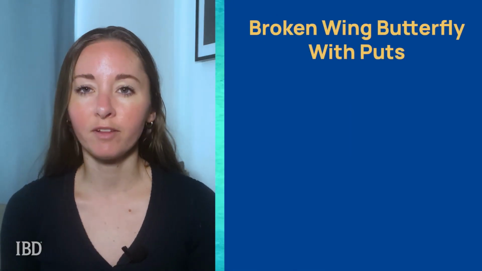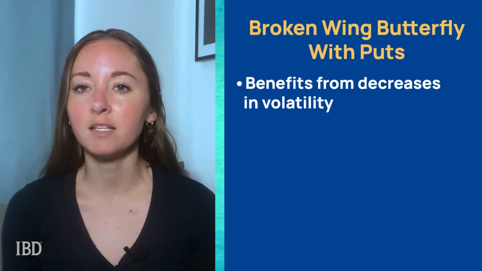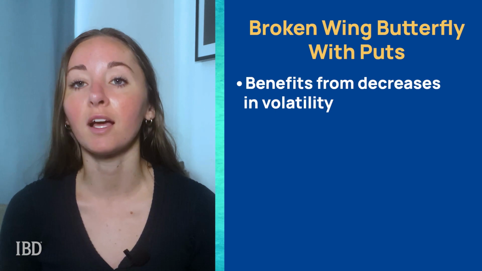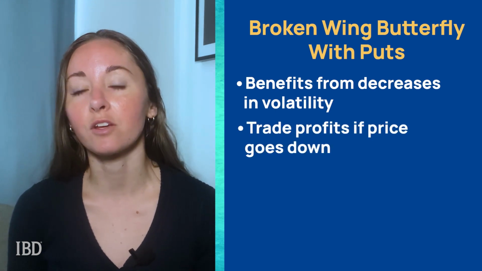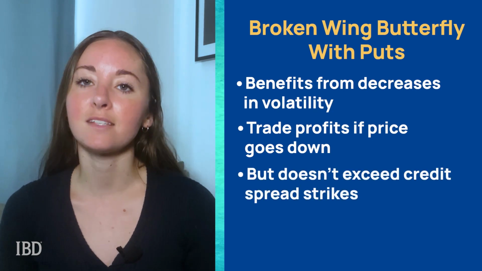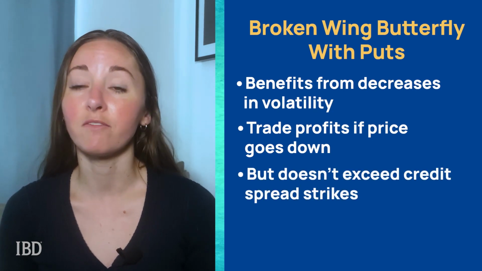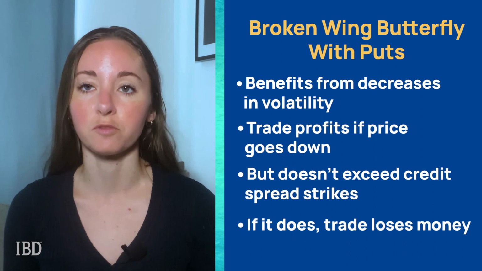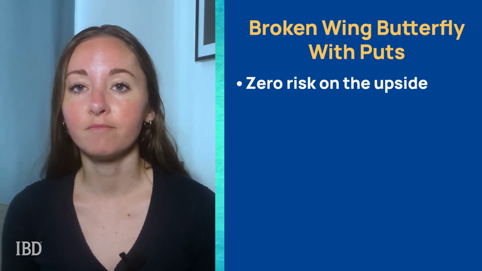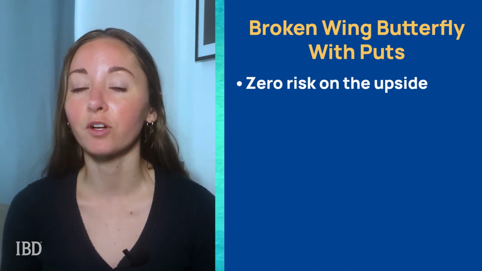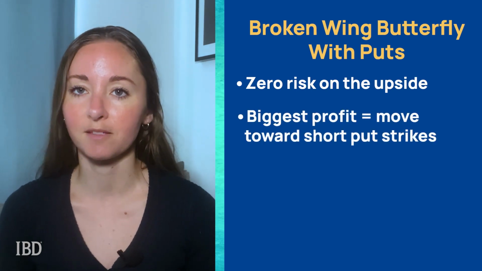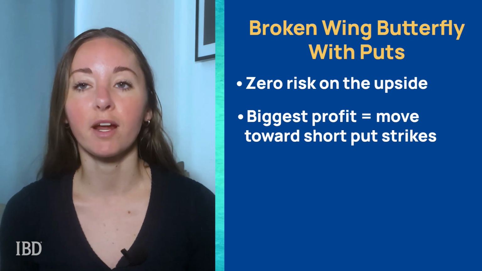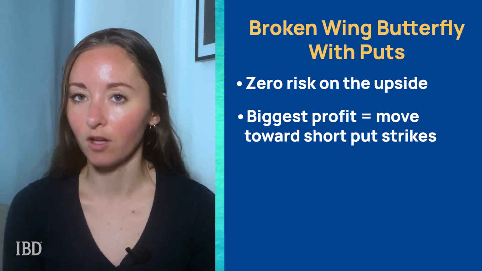A broken wing butterfly with put options is designed to benefit from decreases in underlying volatility. The trade will make a profit even if the underlying price goes down, as long as it does not exceed the credit spread strikes. If it does, then the trade will start to lose money. On the upside, the trade has zero risk. You'll earn the biggest profit if the stock moves slightly lower toward the short put strikes. If the stock moves below the credit spread strikes, then you'll end up with a loss.